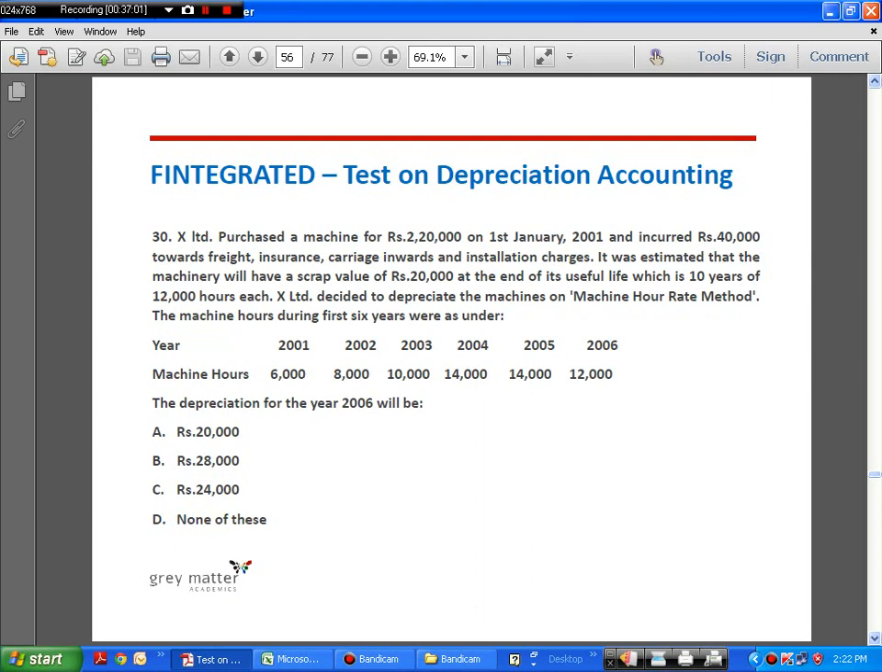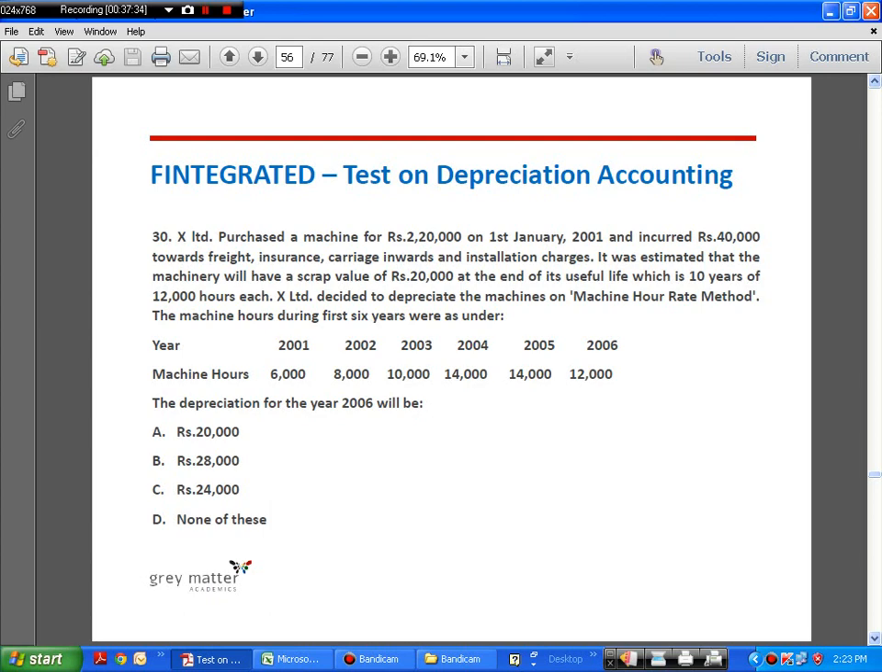Next, X Limited purchased a machine for 2,20,000 rupees on 1st Jan 2001 and incurred rupees 40,000 towards freight, insurance, carriage inwards and installation charges. It was estimated that the machinery will have a scrap value of rupees 20,000 at the end of its useful life, which is 10 years of 12,000 hours each. X Limited decided to depreciate the machines on machine hour rate method. The machine hours during the first 6 years were as under.